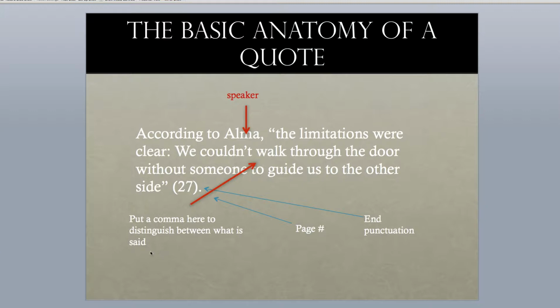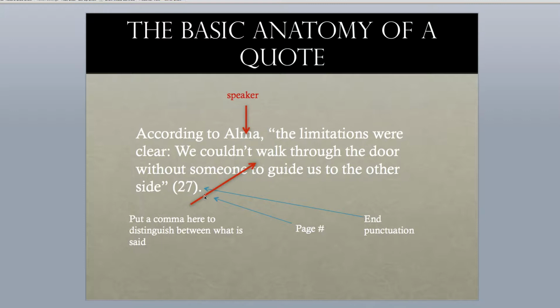So the way that a quote works, this is just the basic anatomy of the quote. And forgive me, some of my arrows are pointing funky, but I'll try to show you. So here's the quote itself. Let's pretend this existed in my essay. According to Alma, quote, "The limitations were clear. We couldn't walk through the door without someone to guide us to the other side."